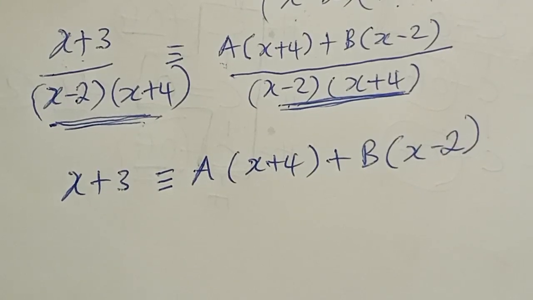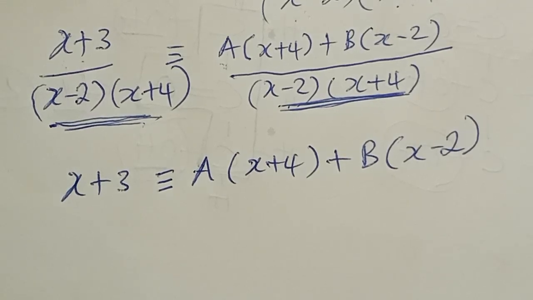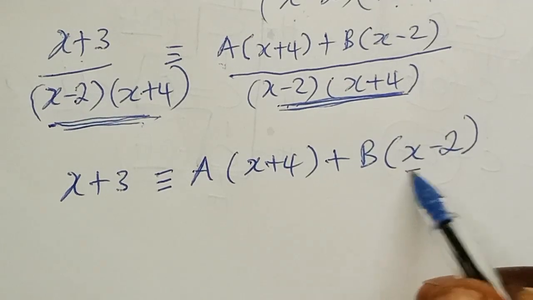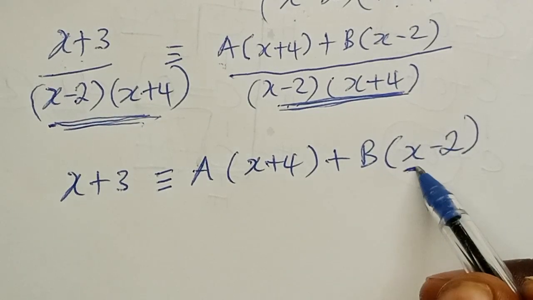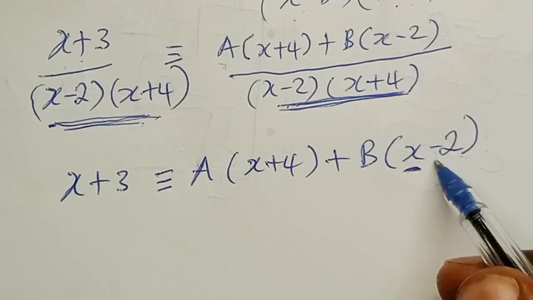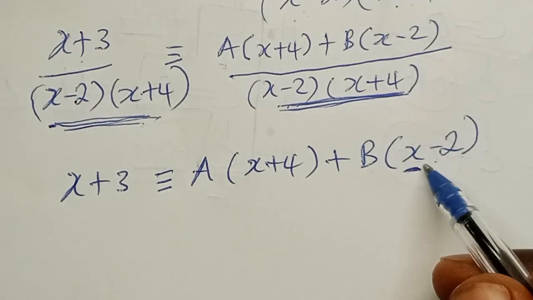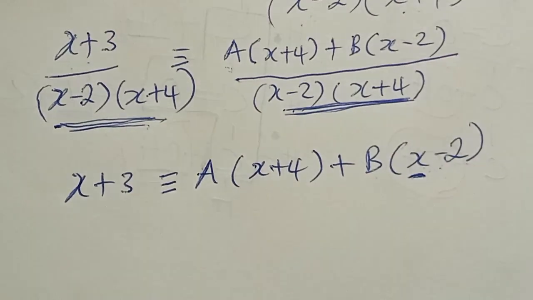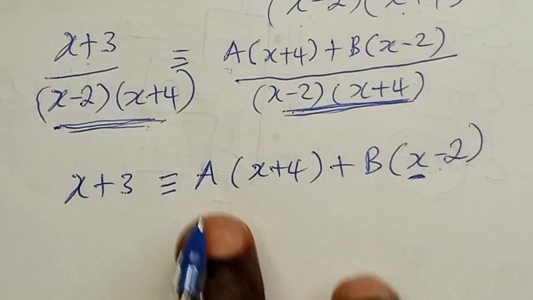To do so, we must let x be equal to a given value so that we can eliminate either A or B. In this case, if we let x be equal to 2, then 2 − 2 is going to be 0, and B times 0 is going to be 0, which means that B will be eliminated and we are going to find the value of A.